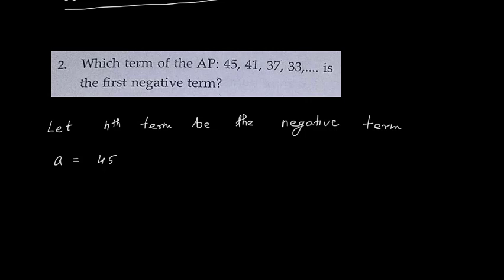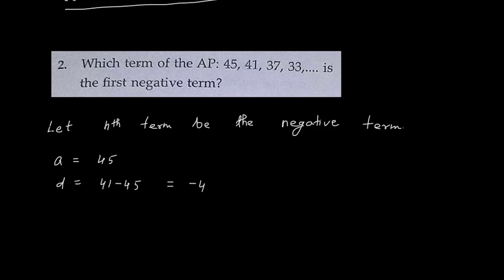What is the common difference D? For the difference D, you subtract the first term from the second term. Any two consecutive numbers you can take. From the second you subtract the first. So 41 minus 45, you will get minus 4. So D is minus 4. A is 45, D is minus 4.